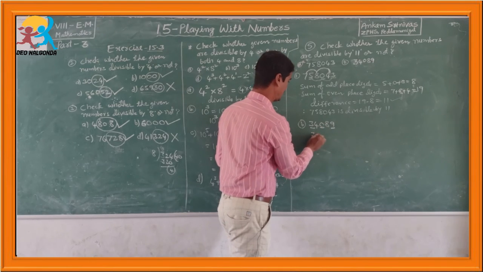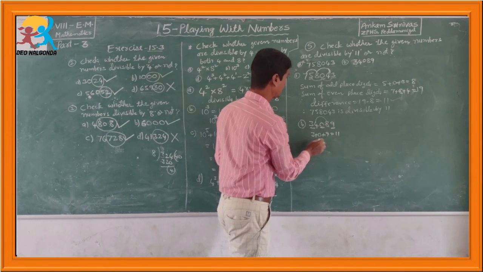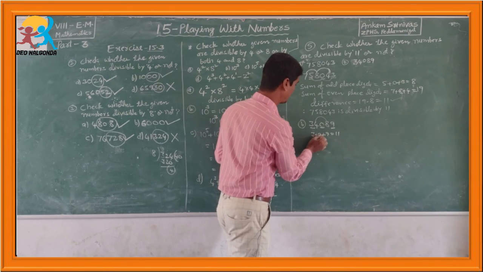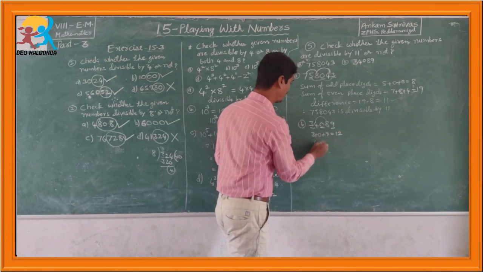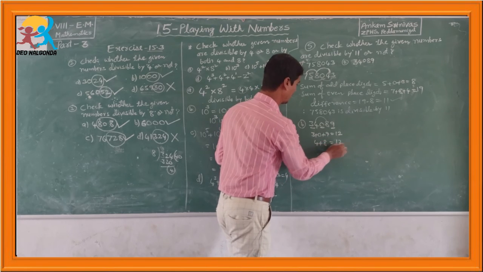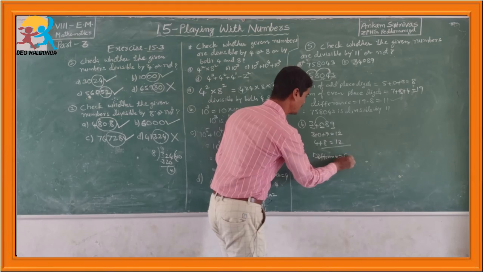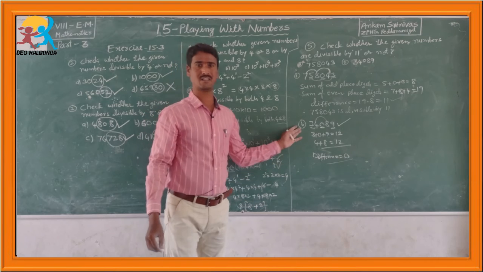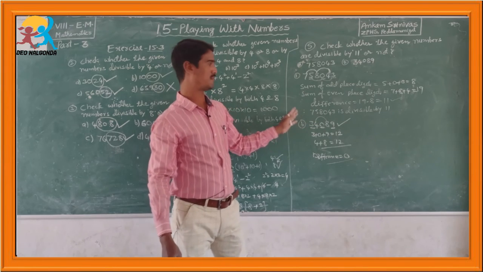Sum of these: 3 plus 0 plus 9, 12. And remaining numbers: 4 plus 8, also 12. What's the difference here? Difference is equal to 0. So the given number is divisible by 11. So if you get the difference 0, 11 or 22, it is divisible by 11.